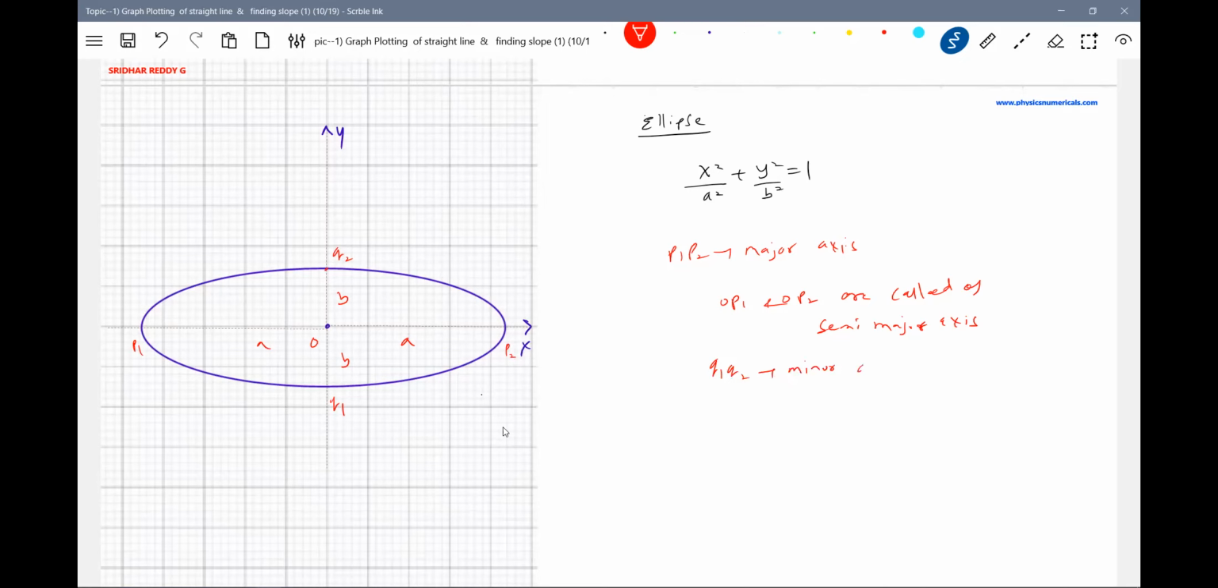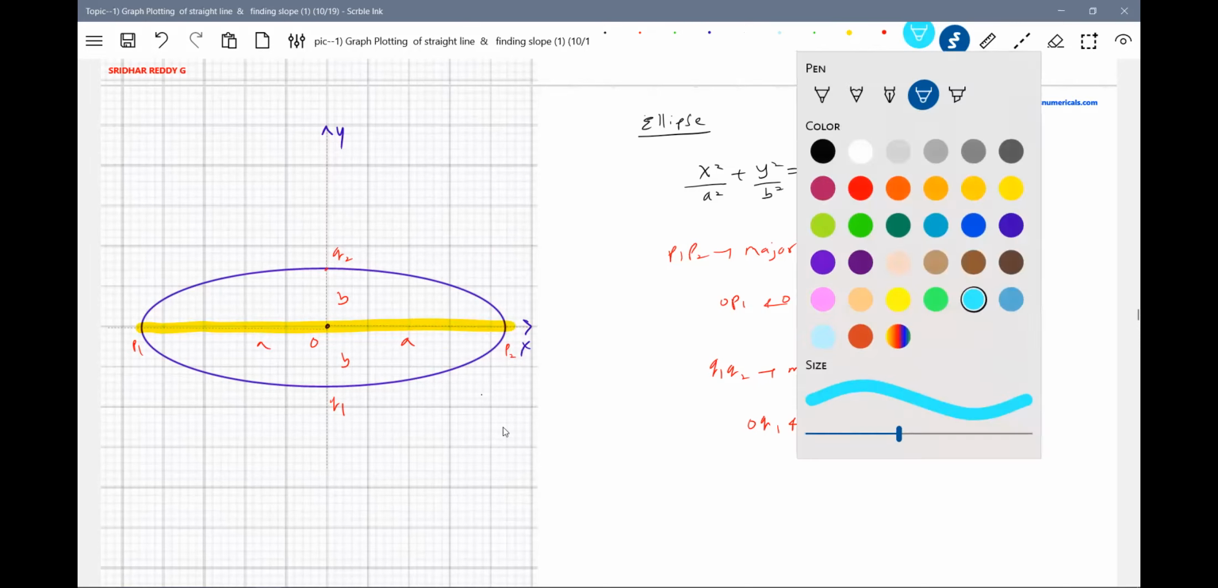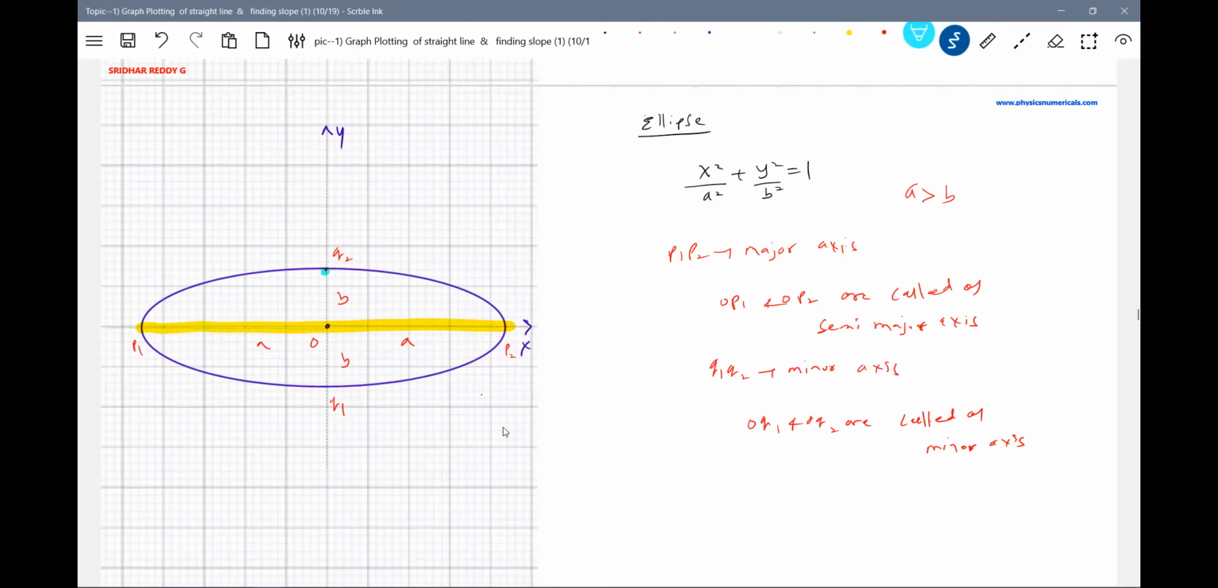Minor means which is of smaller length. So here we have plotted a graph for A greater than B. Then OQ1 and OQ2 are called the semi-minor axis. You might be a little bit confused, so you can see I'm just highlighting. This is the minor axis and this is the major axis, yellow color line, and blue color line is the minor axis.